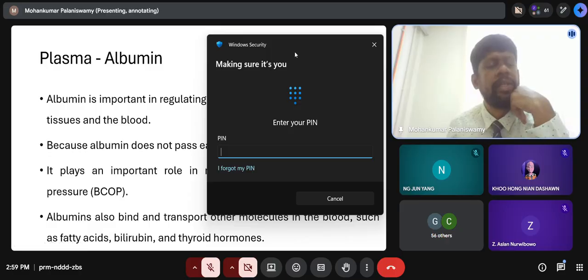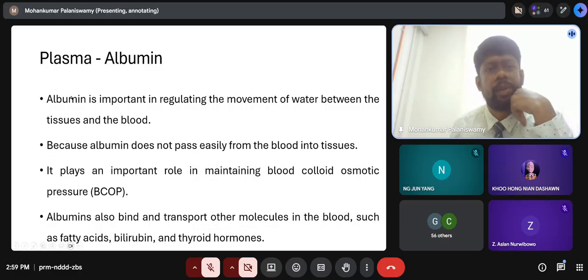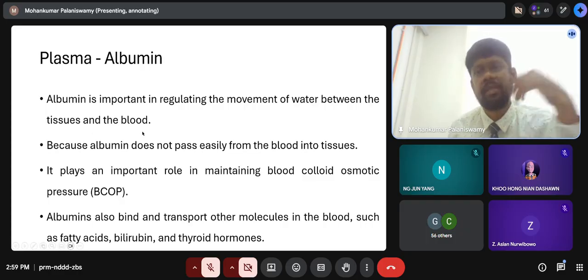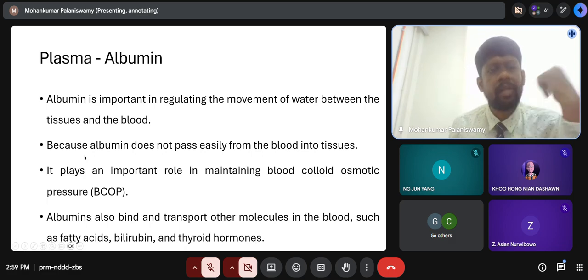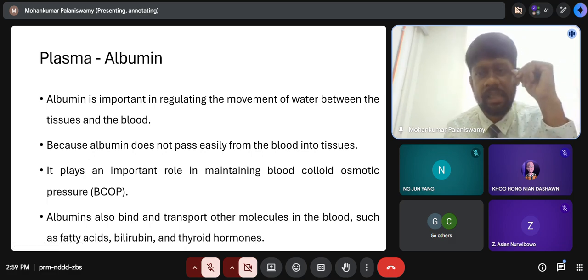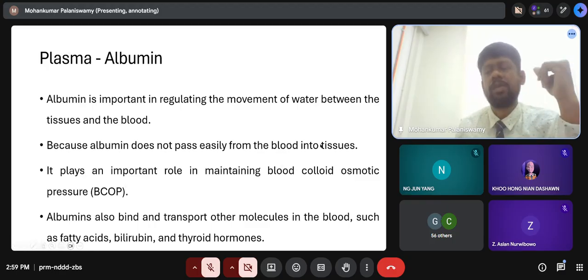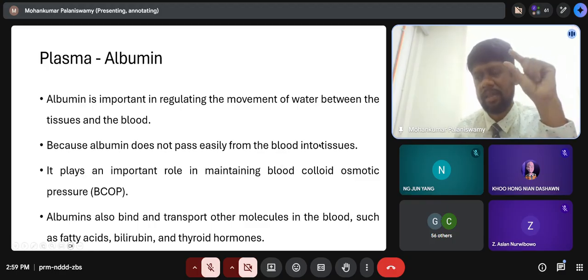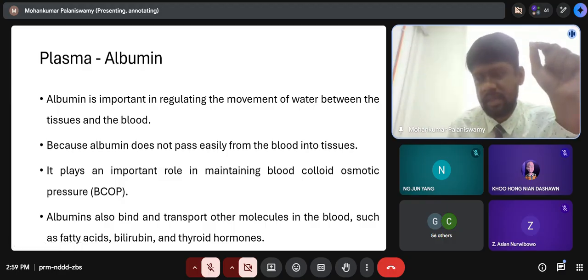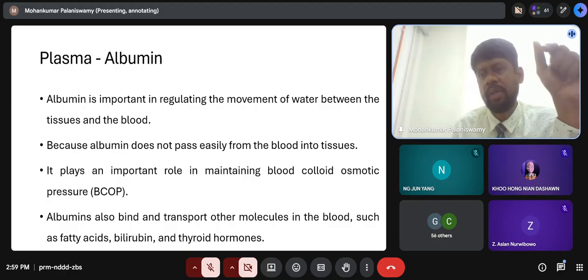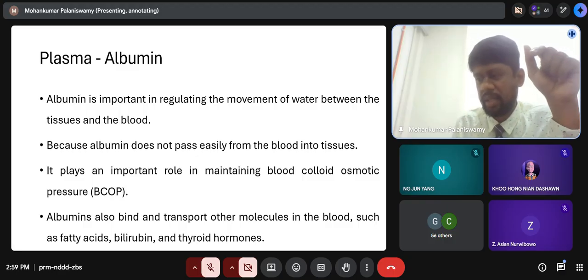So albumin is important in regulating the movement of water between the tissues and blood. The line is self-explanatory, because the albumin does not pass easily from blood into the tissue. Every tissue has the plasma membrane. The plasma membrane acts like a layer or the entry point for other substances to enter. It could be either a nutrient, it could be water, or it could be ions.